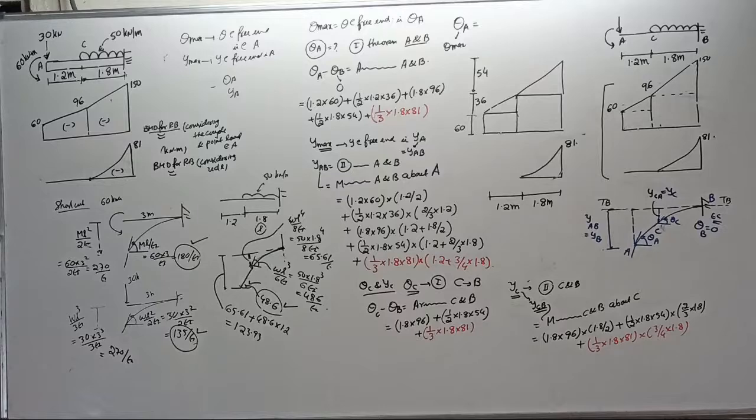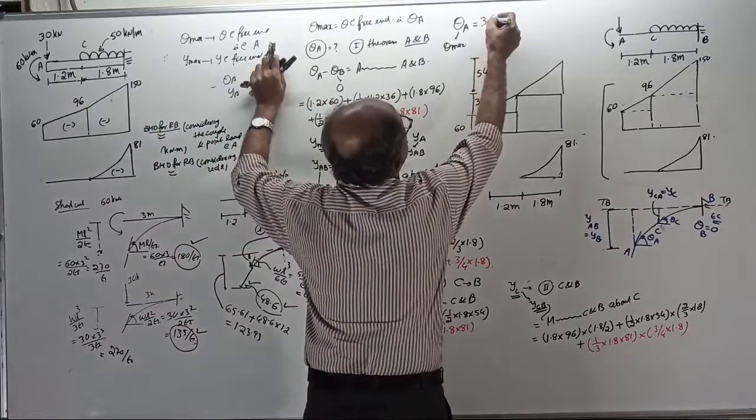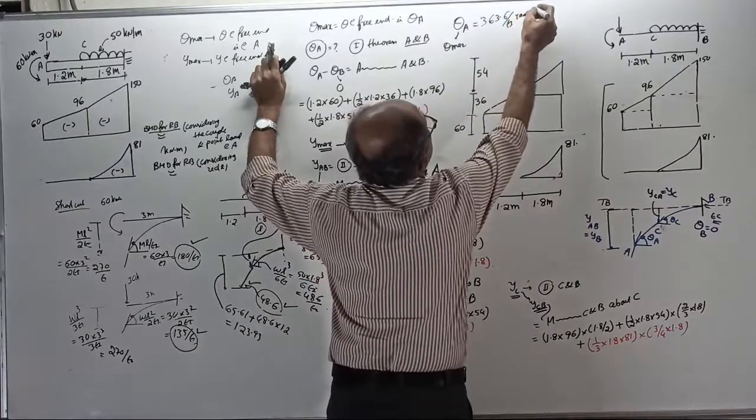If you change one number, it will not tally. Okay, 363.6 should be the answer. I write here now: 363.6 by EI radian anti-clockwise.